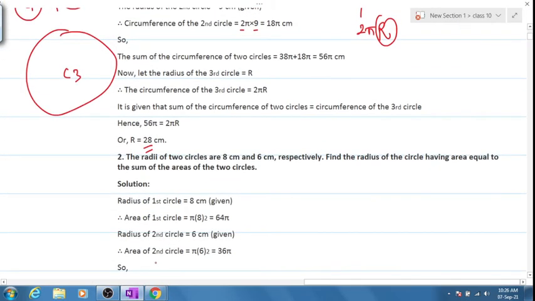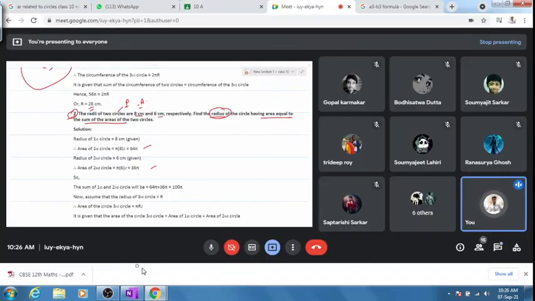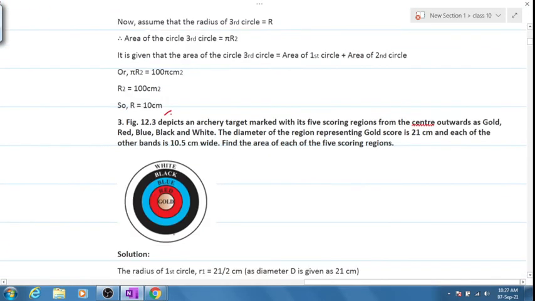Now the next numerical will be done by you. The numerical is fairly similar. It's just that instead of perimeter, they have given us the area. Okay, area 1, area 2. It asks for the radius of the circle whose area is equal to the sum of the areas. I believe it's not a big issue for you all to do it. Is it? Yes or no? Can you do it? Question number 2 will remain your homework.